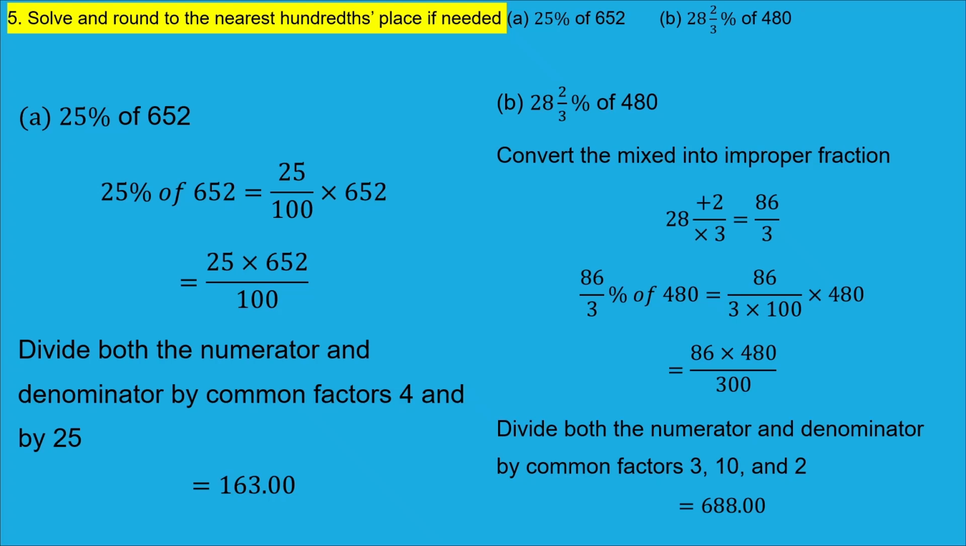Then part B, we first convert to an improper fraction by multiplying 3 times 28 plus 2, then we have 86 over 3. That's a percent of 480 that we divide by 100 and we multiply by 480. Then we reduce by common factors 3, 10 and 2 and we arrive at 688.00 to 2 decimal places.